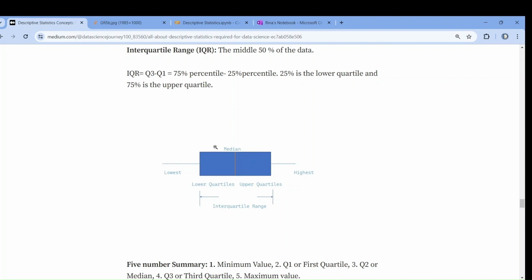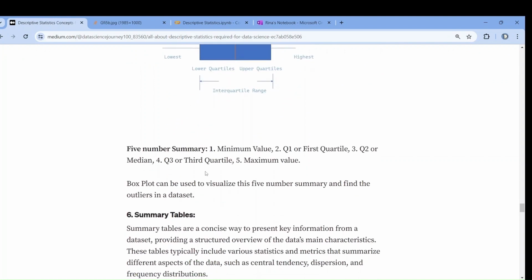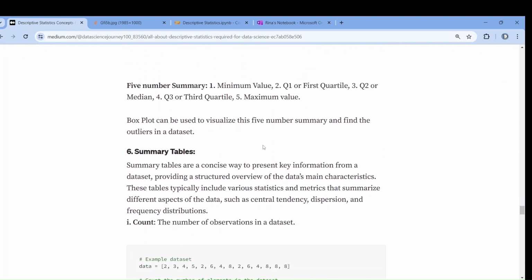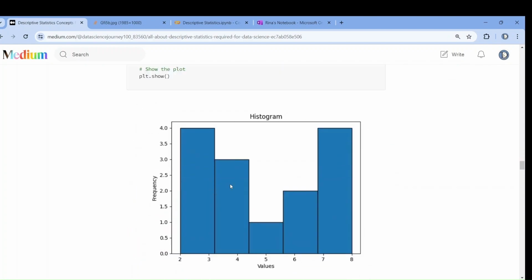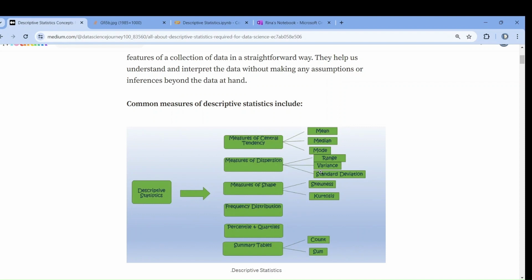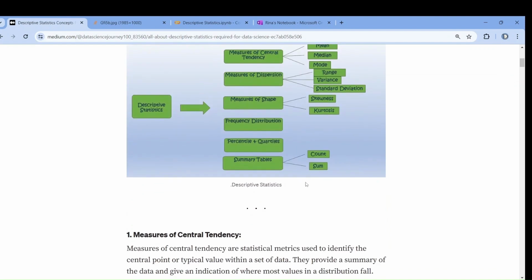Okay, we have discussed this before also. Still we have discussed now. I hope you have not forgotten it. So the difference between the third quartile, or we can say the upper quartile, and lower quartile, or we can say the Q1, that is known as interquartile range. Okay, this range is known as interquartile range. Okay, these are the 5 number summaries. Box plot can be used to visualize these 5 number summary. Fine. So we have understood the measures of position. So we have completed measures of shape and frequency distribution, percentile and quartiles. Fine. Now next understand summary table.